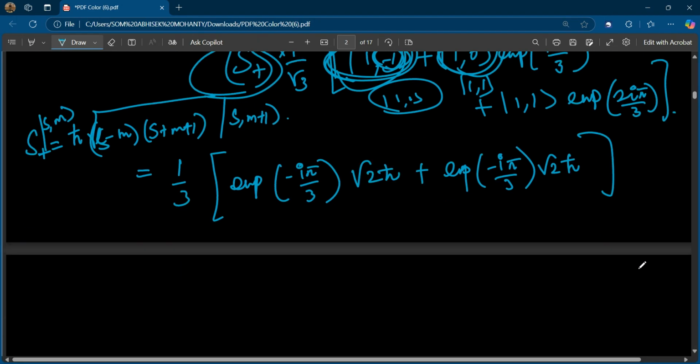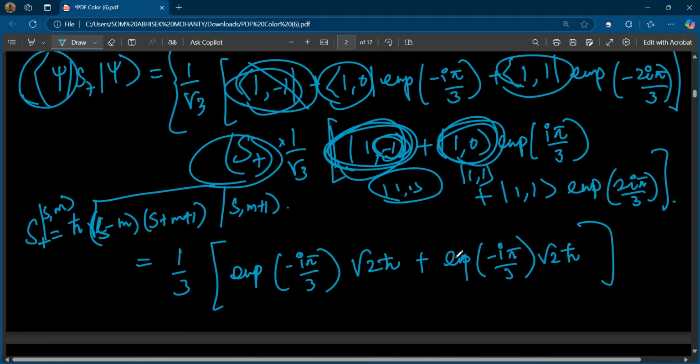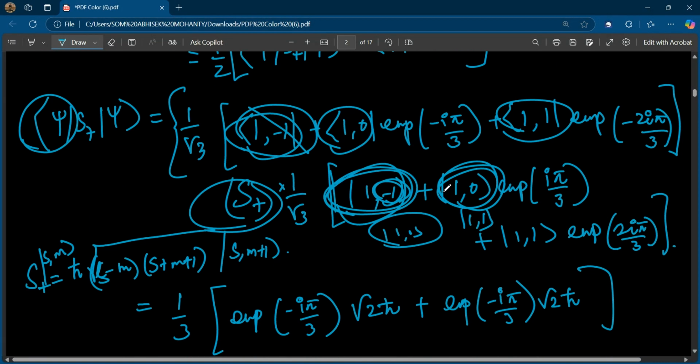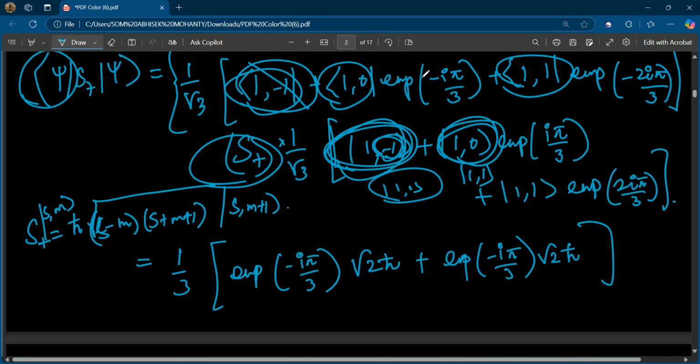So if we add them, it will simply give me 2 root 2 ħ exponential minus i pi by 3. Is that correct? Is that correct? Yeah. Or did I make any mistake? If I made any mistake, please let me know.